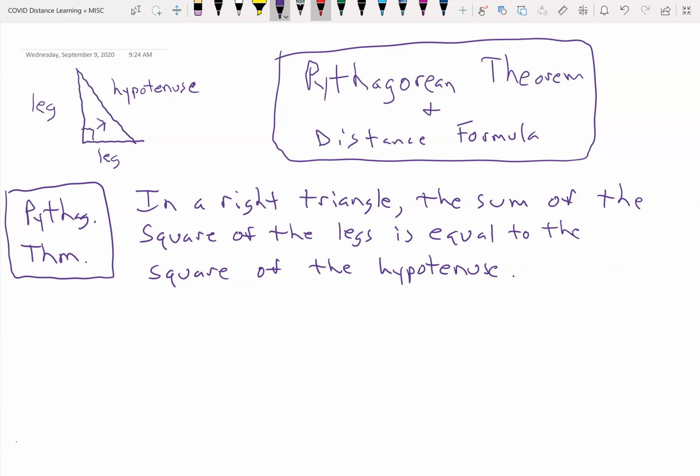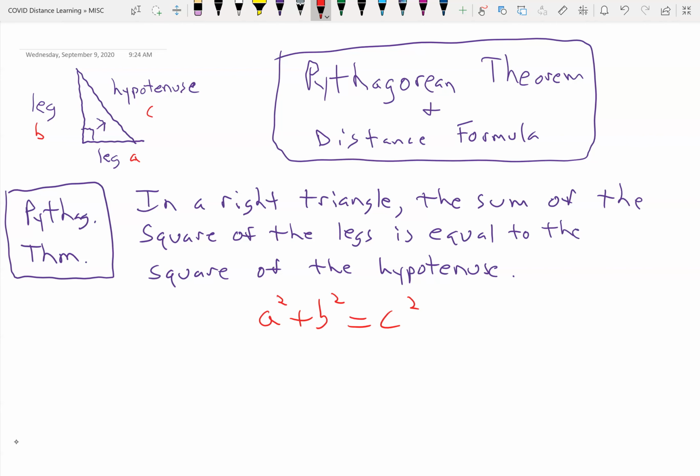Now we're about to get an equation for the Pythagorean theorem. You have probably heard this equation before: a squared plus b squared equals c squared. The a and the b are the legs, and it doesn't matter which one you call which one. The c is the hypotenuse. Leg, leg, hypotenuse.